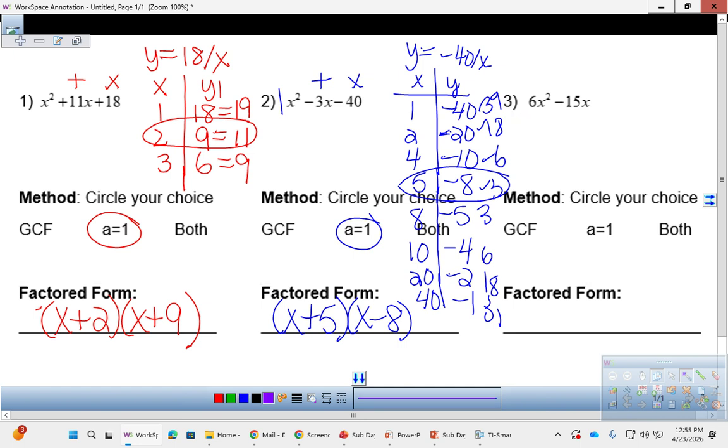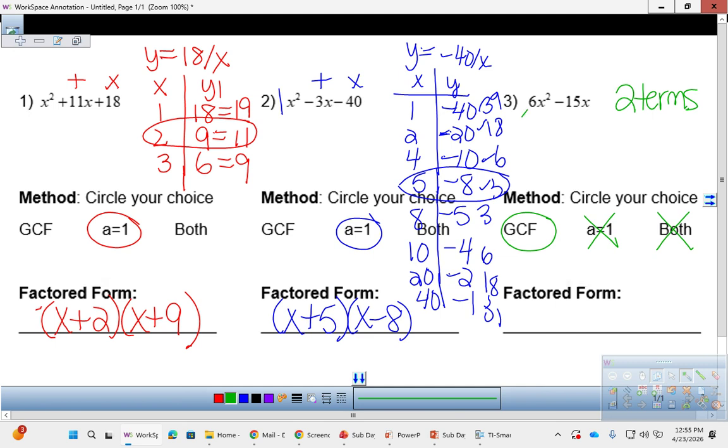Now what makes this next one different is it's only 2 terms. So the fact that it's 2 terms means it can't be A equals 1. And if it can't be A equals 1, because A equals 1 is trinomials, well then it can't be both either. So it must be a GCF. There are a few ways to do GCF. You can do it by hand or in your calculator.